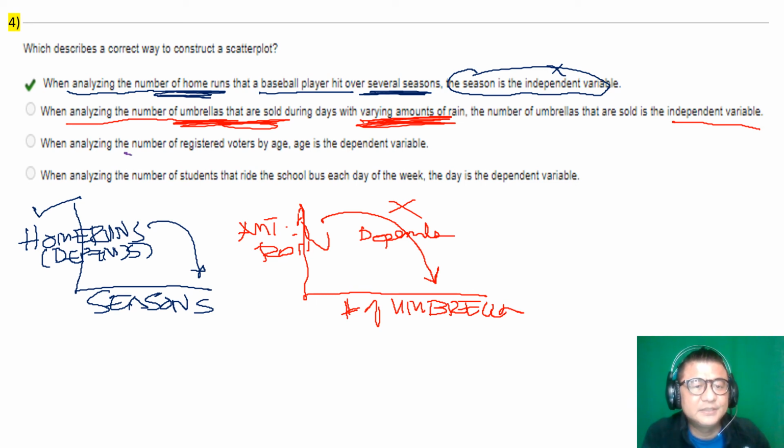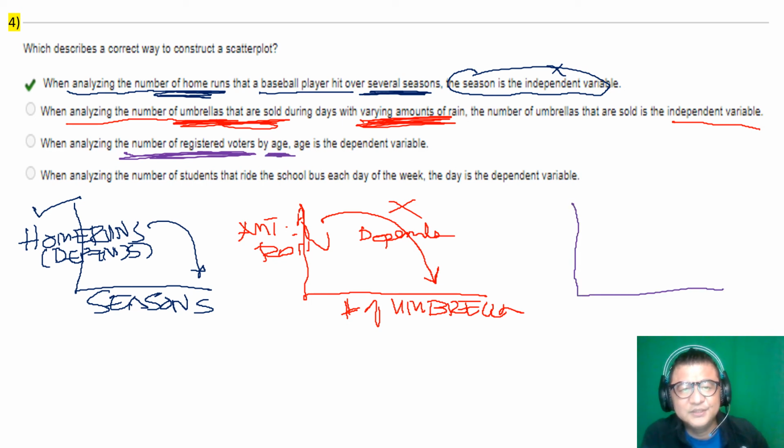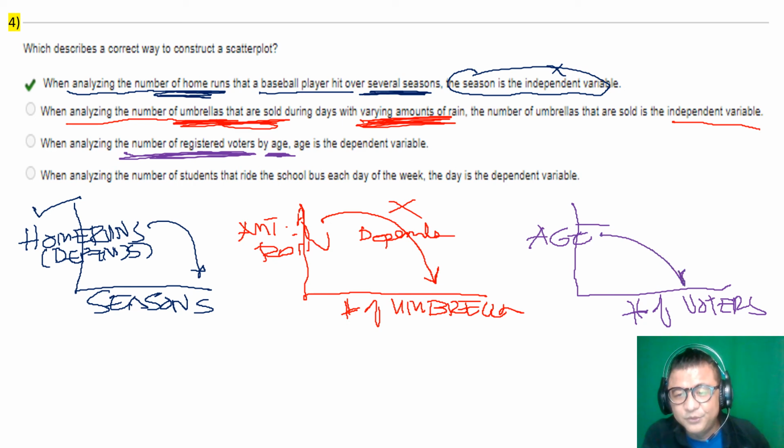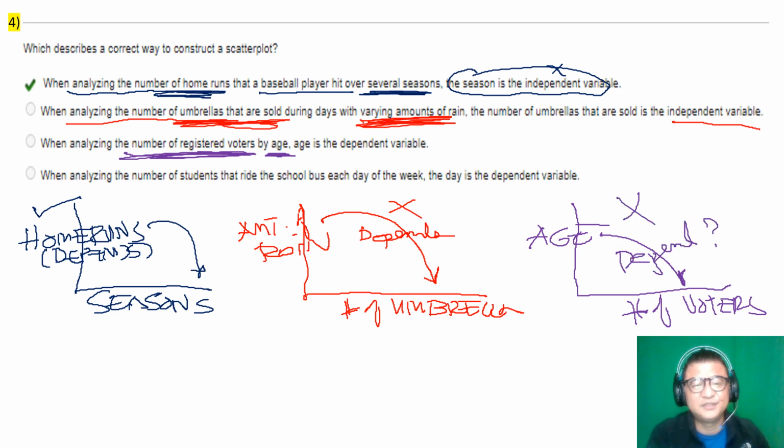When analyzing the number of registered voters by age, okay? It's saying the age is the dependent. So the age is here. This is the number of voters. Does your age depend on the number of voters, or the number of voters depend on the age? No, it doesn't work like that. Okay, let's look at the last one.